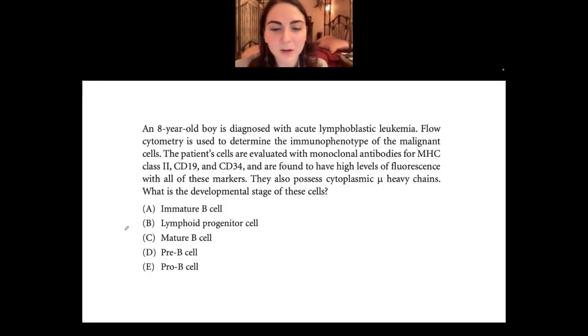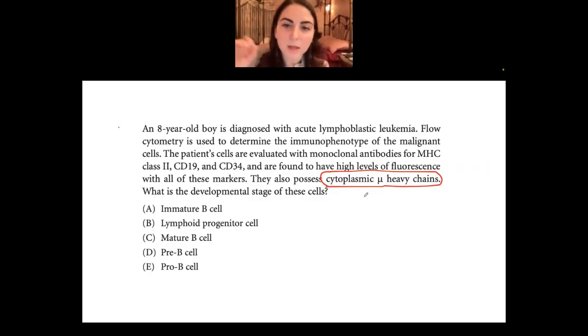Okay, so let's talk about this one unless anyone really wants to get their last answer in. I'm going a little quick, but there's a lot of questions I want to get to. So the key here is cytoplasmic mu heavy chains. I even highlighted on the chart that one of them has cytoplasmic mu, and then it goes up to the surface mu. Surface mu is going to be your immature B cell. So a lot of you guys picked A. You're close, but it's surface mu.